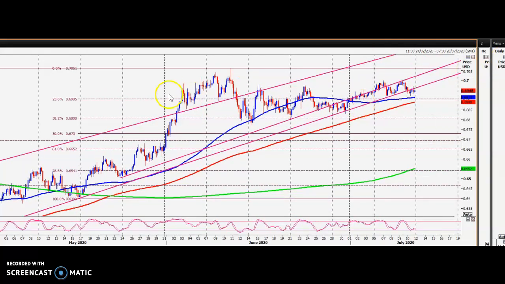Right, we've got good support around the 23.6% fib, which is around 69.10, 69.00. That coincides nicely with the 100 and 200 period moving averages on the 4-hour chart. Now, you can see that has been holding nicely throughout the first 2 weeks of July, so let's watch that level again today. If we break below 68.80, that would be more negative, and 68.10, 68.00 looks like a reasonable target on a break lower.